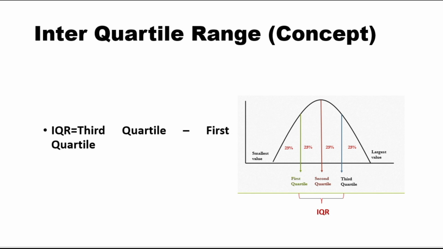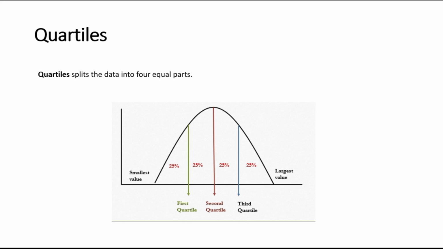The second one is interquartile range. Interquartile range is also very straightforward. We simply have a formula of third quartile minus first quartile. So IQR is nothing but third quartile minus first quartile. Now you might be thinking about the quartiles. What is the first quartile and the third quartile?